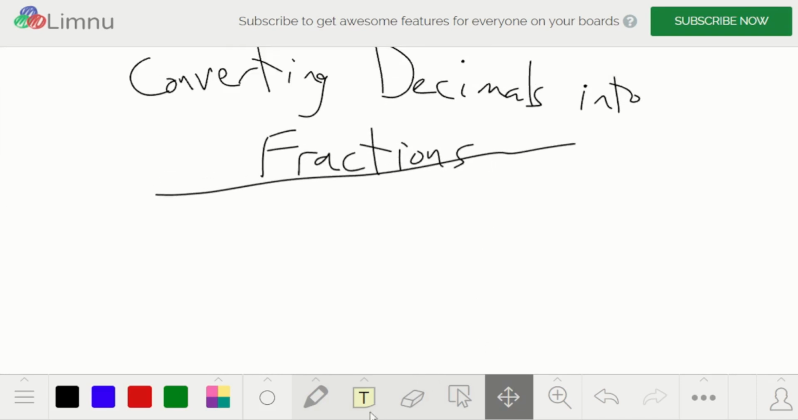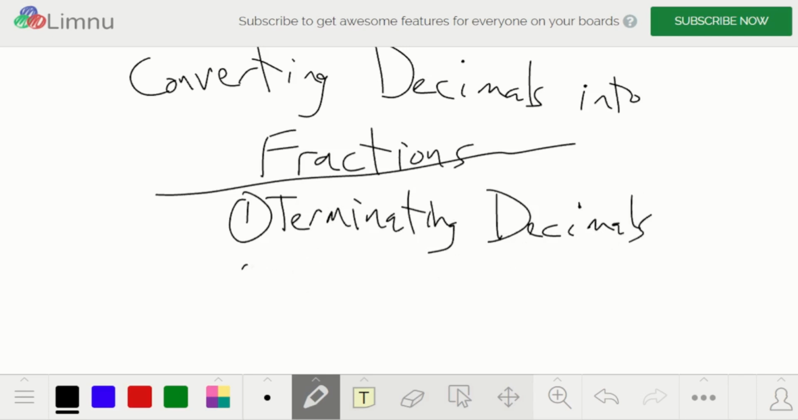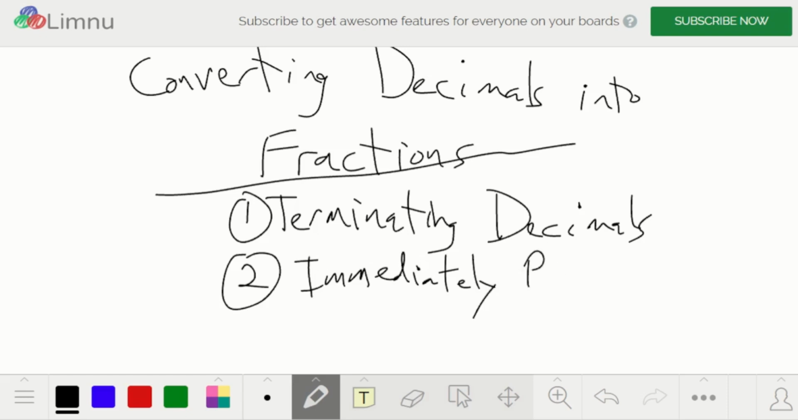Anyway, so converting decimals to fractions, there are actually three types of decimals which can be converted. There are terminating decimals, there are immediately repeating decimals. I don't know if that's an official mathematical term, but it makes sense to me. So these are the ones where the pattern of digits that repeat come immediately after the decimal point, which is a period in some parts of the world and a comma in others.